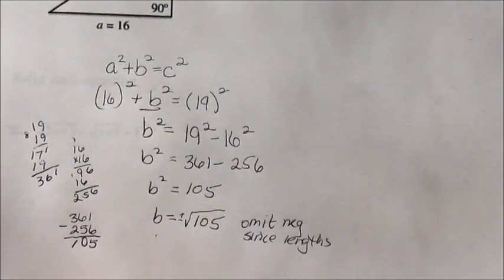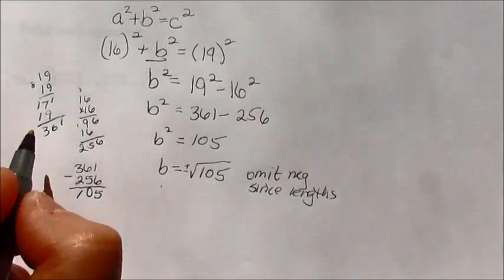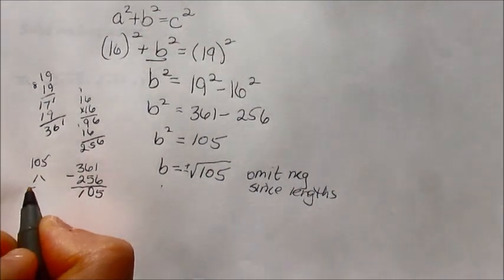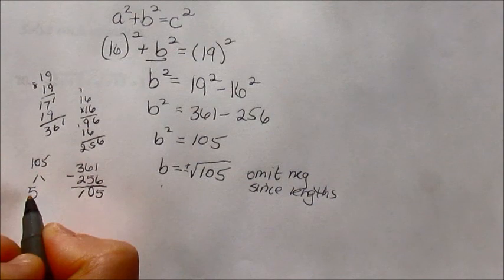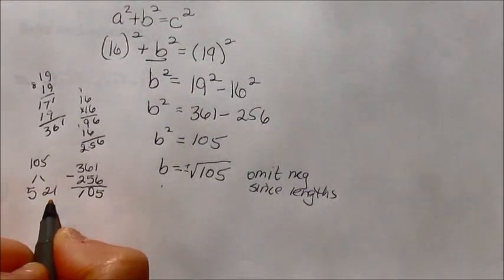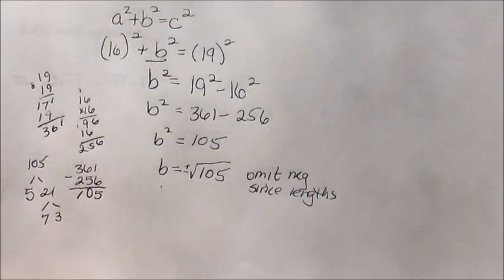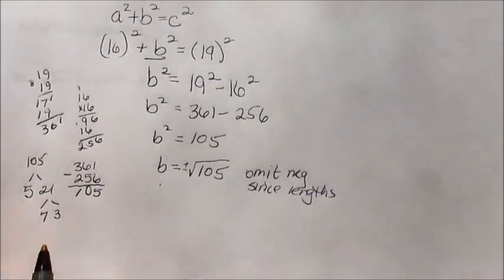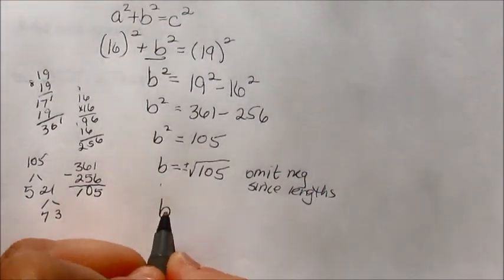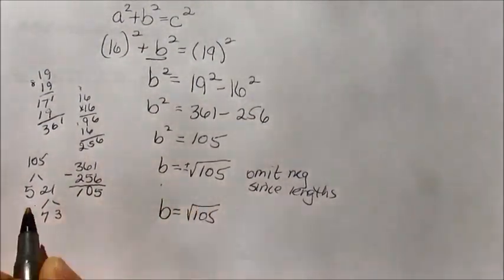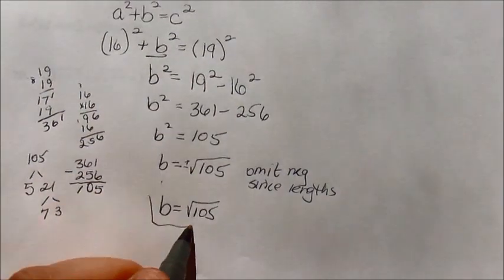So let's factor 105. Put it over here. I see a 5 goes into that. And 21. 21 is 7 and 3. And those are all prime. And I do not have any perfect squares in that. So my answer is the square root of 105. When you see a large number under the square root, try factoring it to see what it's made of.